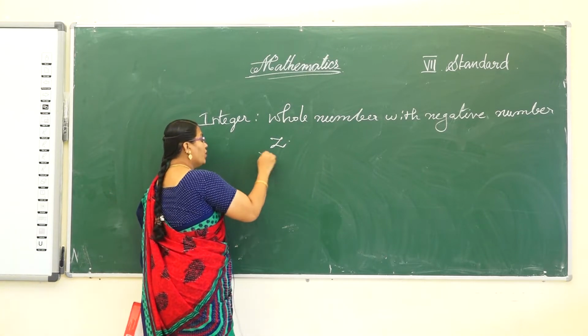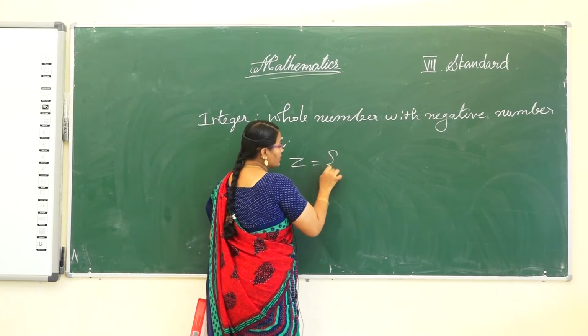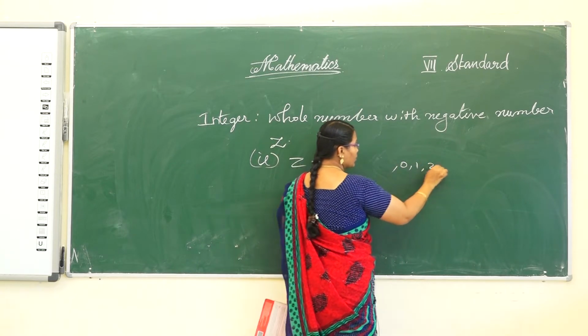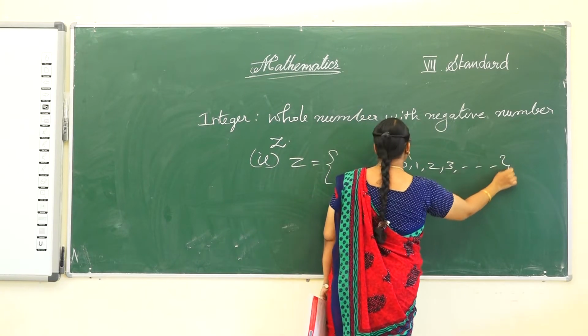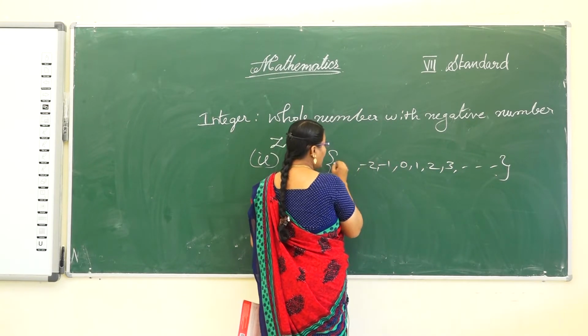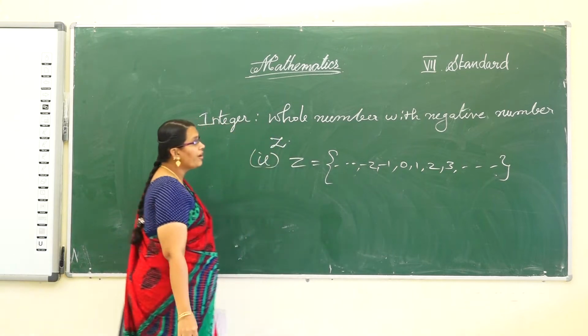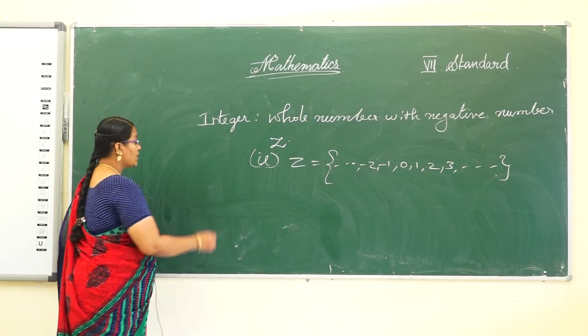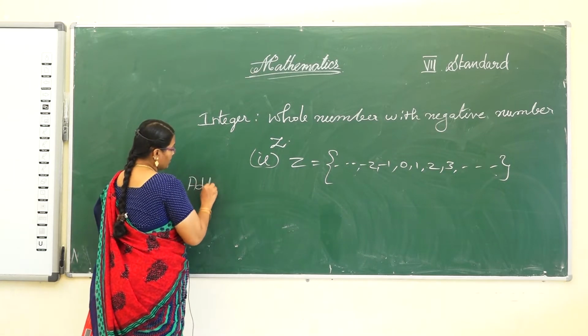The form is Z equals the set of all the elements 0, 1, 2, all the whole numbers on the right side and all the negative numbers on the left-hand side. That is the form of an integer. And then, how do you add and subtract the integers? Addition of integers.